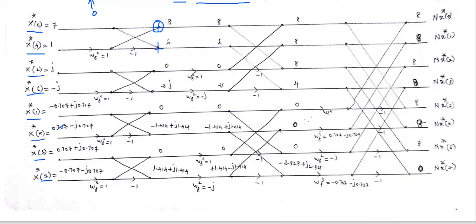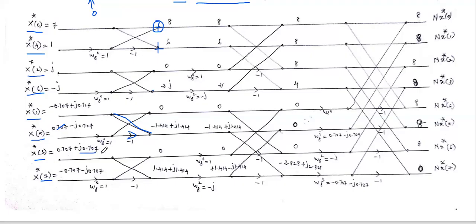sixth output, you see here the minus 0.707 plus j 0.707 added with minus 1 multiplied with this data. Okay. So minus 1 multiplied with this data means it is converted to minus 0.707 plus j 0.707. Okay. So that's why the same data is appearing 2 times. So that's why what is the answer? 2 into minus 0.707 plus j 0.707. So it is minus 1.414 plus j 1.414. Okay. Similarly, you find the answer here.